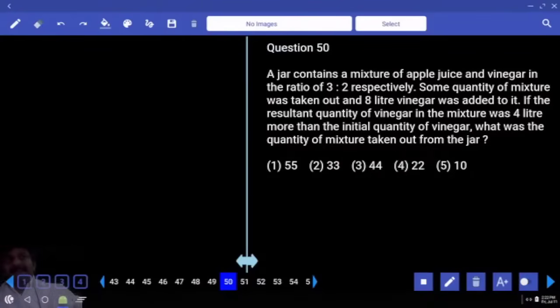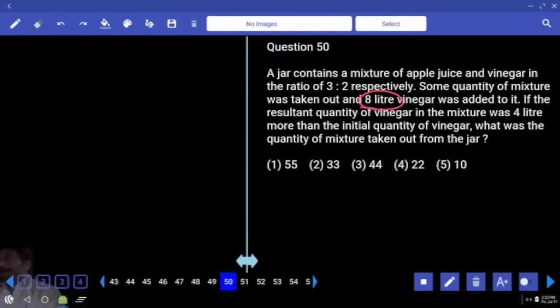Some quantity is taken out. A total of 5 parts is taken out. Out of 5 parts, 3 parts will be apple and 2 parts vinegar. And then how many liters of vinegar are we adding? 2 parts we are taking out, and then 8 liters we are adding. This is the extra change that we are calculating. Are you fine?